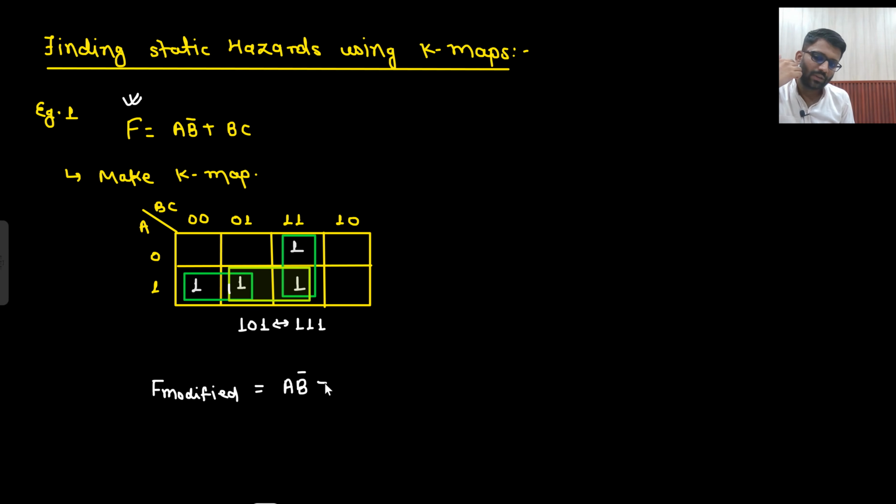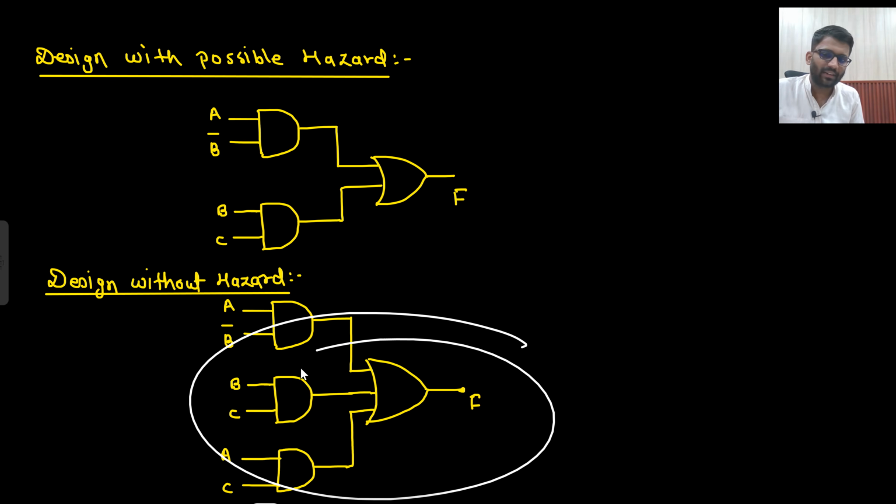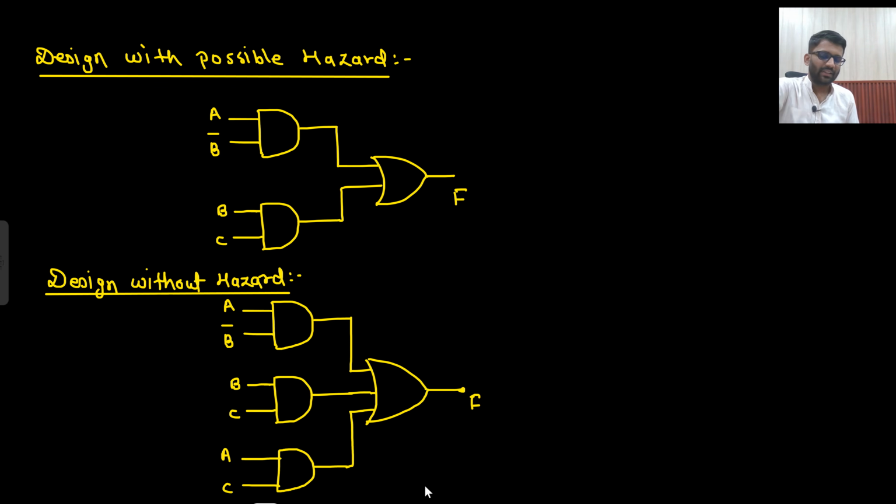Which things are already there? AB bar plus BC. So this is one of the other possibilities as well. So just include it. So what is this? This is your A into C. That's it. So this will be hazard free. That means if I implement this circuit, AB bar plus BC plus AC, then no matter whatever the delay is, TD1, TD2, TD3 and TD4, it will never suffer from hazards.